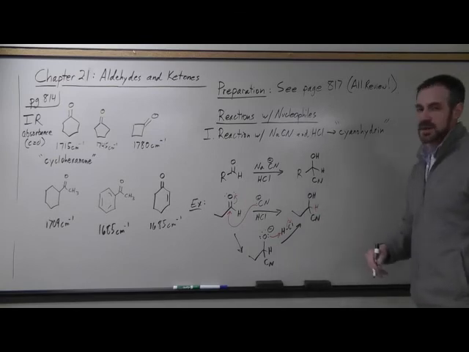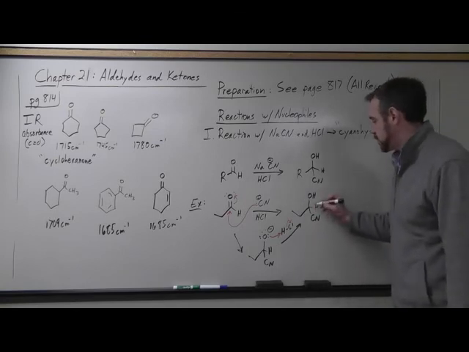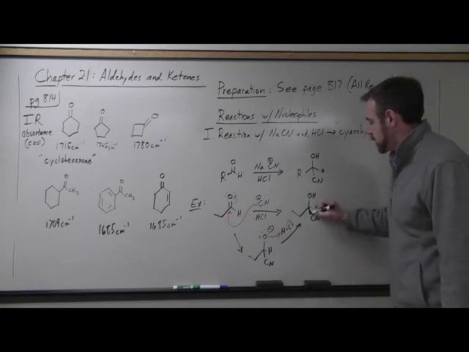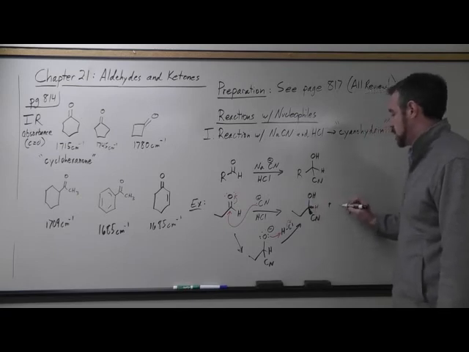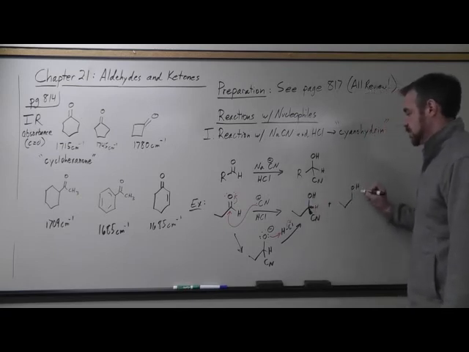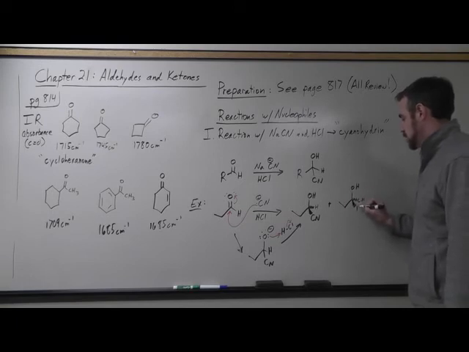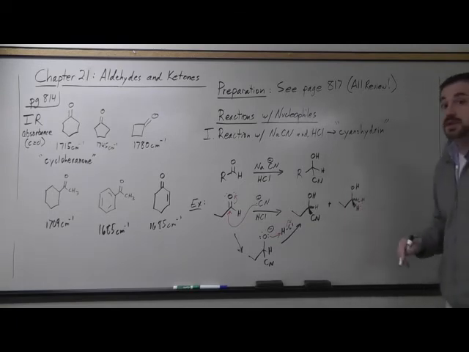In this specific case, notice we formed a chiral center. So if we draw in a little chirality here, just like before, if we're forming a chiral center, you'll get both enantiomers. And so you get a mixture.